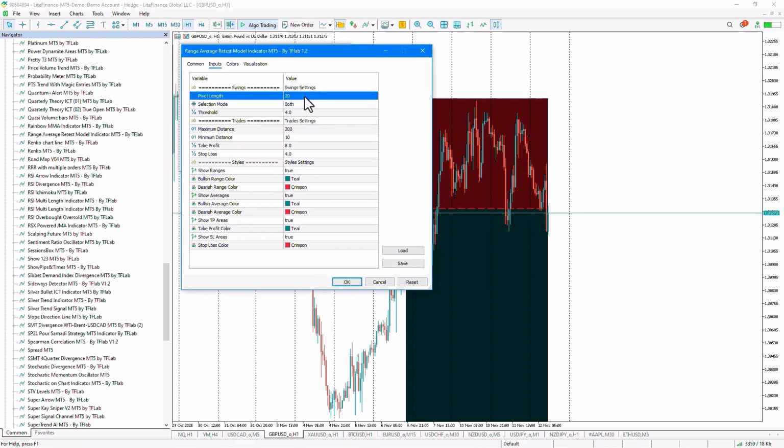Here in the very first parameter, we are able to specify and set the length of the pivot calculation period. The longer we decide to set this particular parameter, the indicator will identify and highlight longer-term and larger swings in the market, providing us with a broader perspective. Conversely, the shorter we set this value, the indicator will detect and display shorter-term swings and smaller price movements, which results in showing us more frequent trading opportunities.